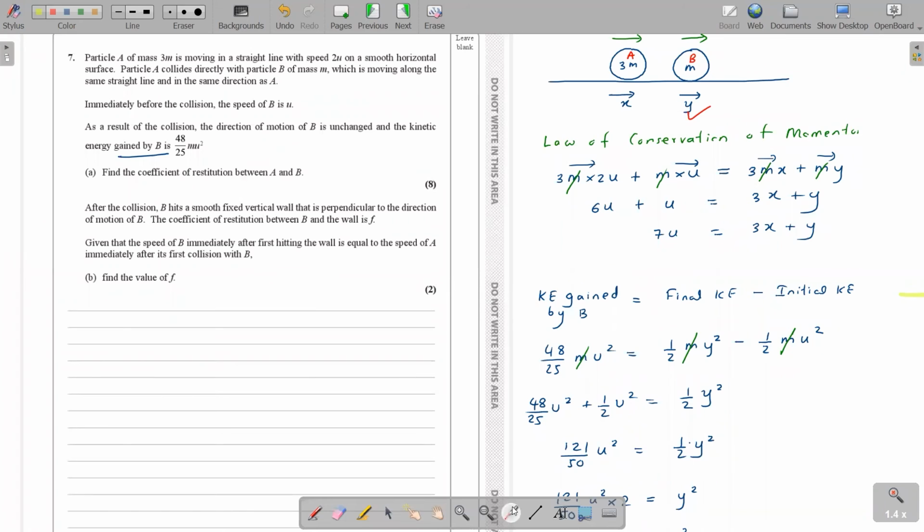Moving on to the next part. After the collision, B hits a smooth fixed vertical wall that is perpendicular to the direction of motion of B. So particle B hits a smooth vertical wall, right?